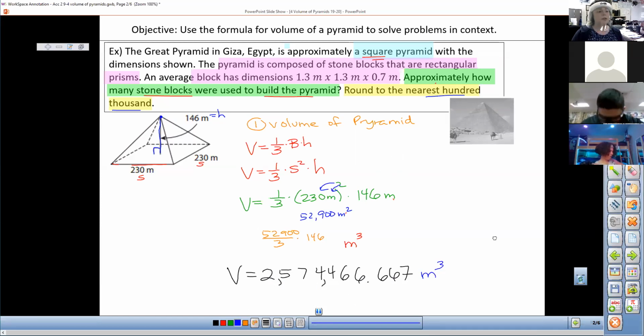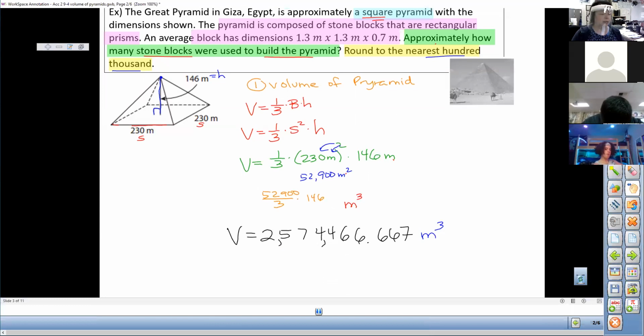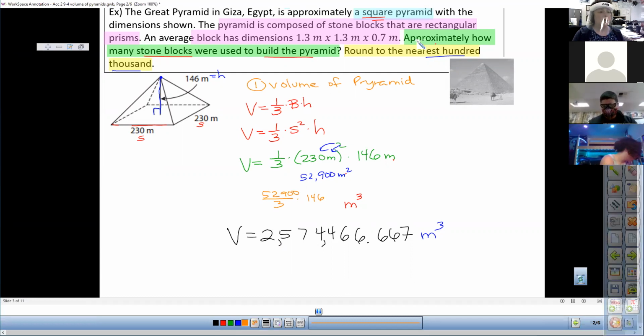All right, so now I have to realize, okay, I'm not done yet. Remember, the question we have to answer is in green here: approximately how many stone blocks were used to build the pyramid, which means that we want to know how many stone blocks would basically fit inside this pyramid. So we now know the volume of the pyramid, how much it can hold in cubic meters. We now need to know what is the volume of a stone block.